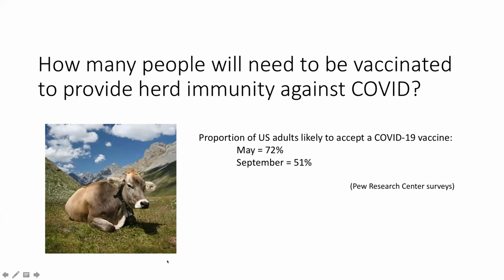And some interesting numbers have come out from the Pew Research Center, which does surveys. They surveyed the US adult population and asked them if they would be likely to accept a COVID-19 vaccine if one was available. In May, when they sent this survey out, 72% said they would be willing to get a vaccine. And in September, this has dropped to 51%. So we're definitely seeing reluctance.